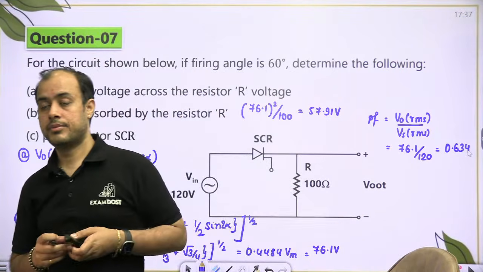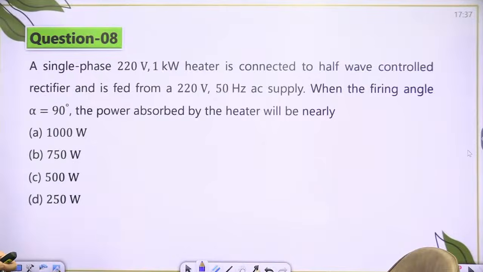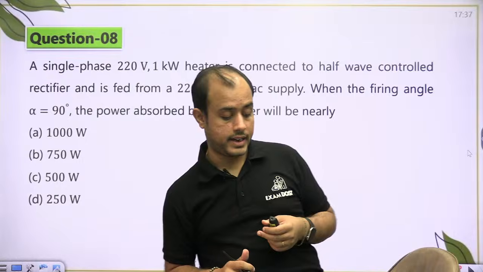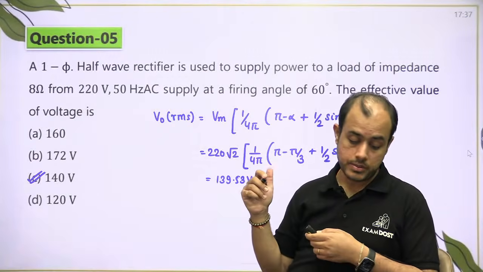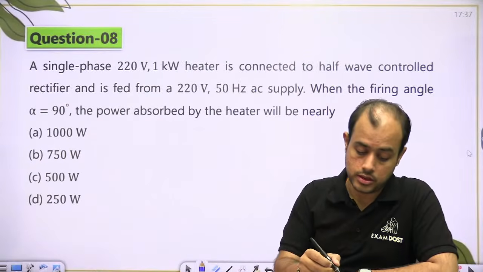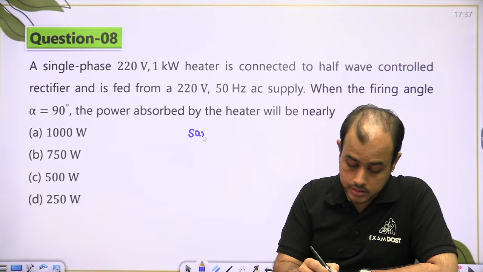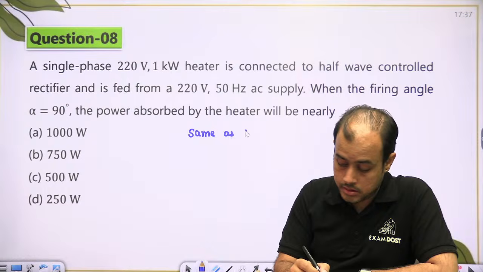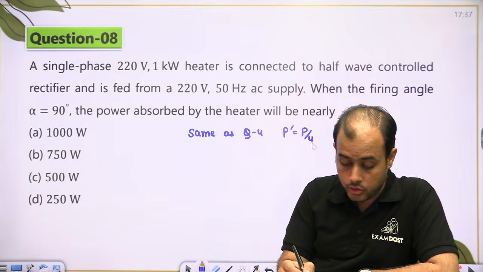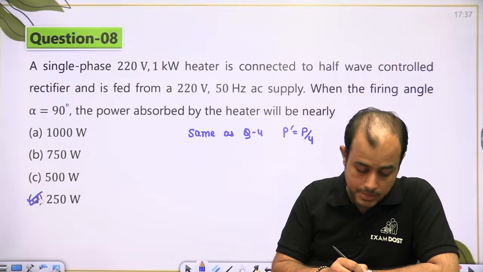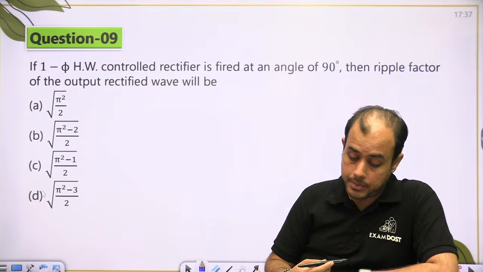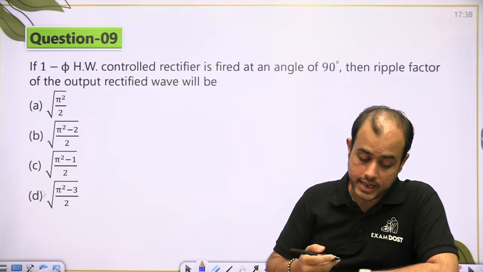0.634. Okay. A single phase 221 kilowatt heater half wave controlled rectifier. ये क्वेश्चन अभी हमने किया था ना. Same as question 4. P dash will be P by 4. बस यहाँ पे वैल्यूज दे रखी हैं बेटा. Values they have given.